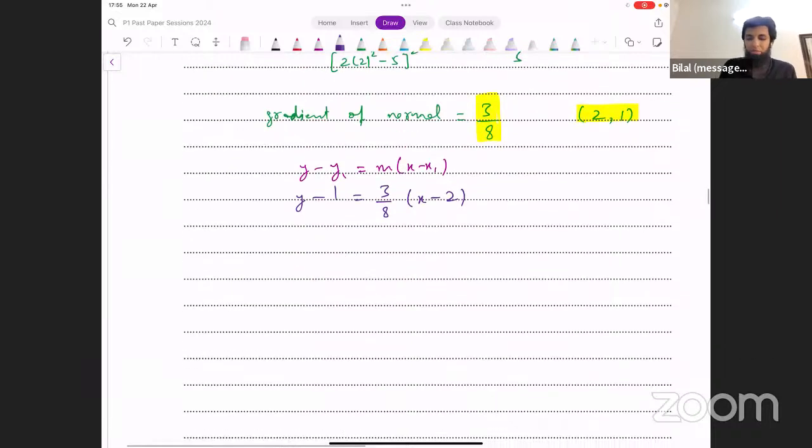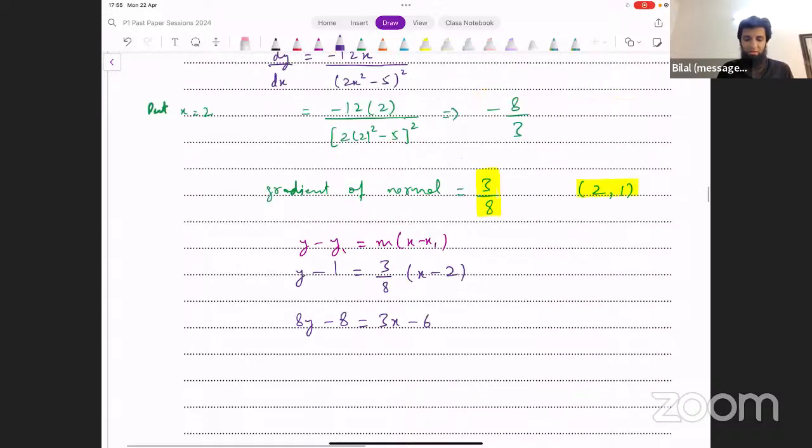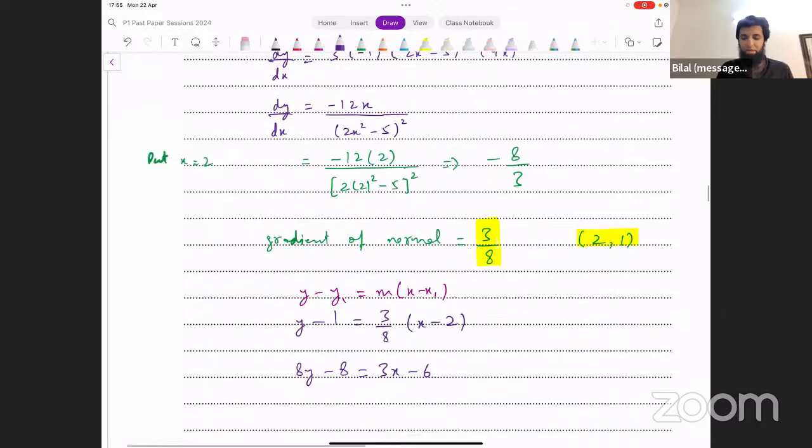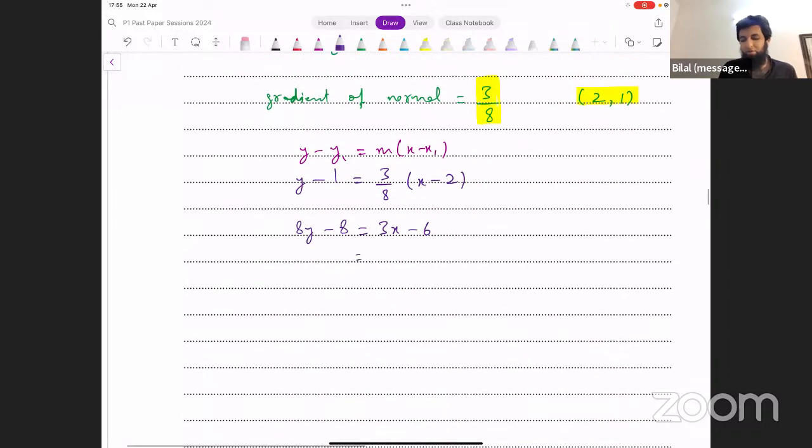How do we do that? We can multiply 8 on the other side. That will simplify things. And that gives us 8y minus 8 equal to, on the other side, you've got 3 into x minus 2. That gives us 3x minus 6. Take everything to the left side or the right side, it doesn't matter. If I take everything to the right side, that gives me 3x minus 8y minus 6 plus 8 equal to 0. And the equation becomes 3x minus 8y plus 2 equal to 0. That's the equation of the normal that we were looking for.